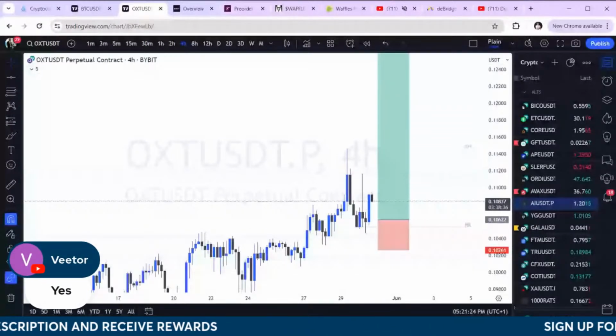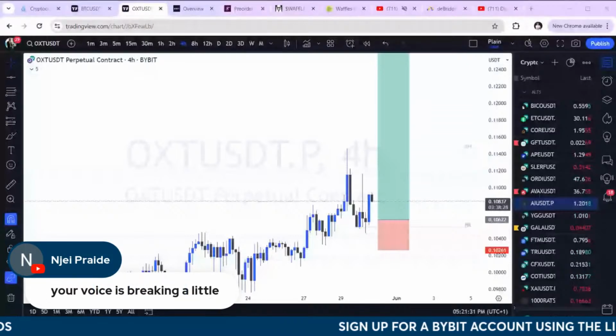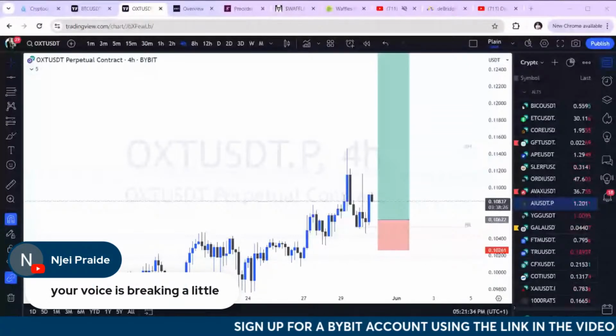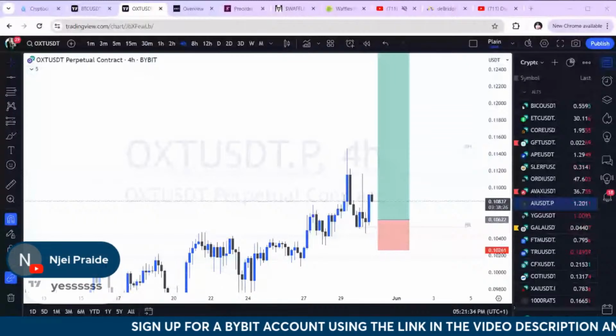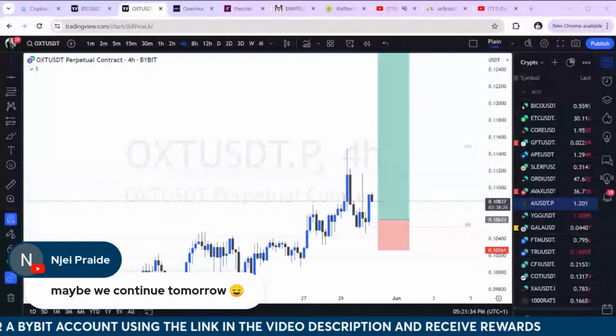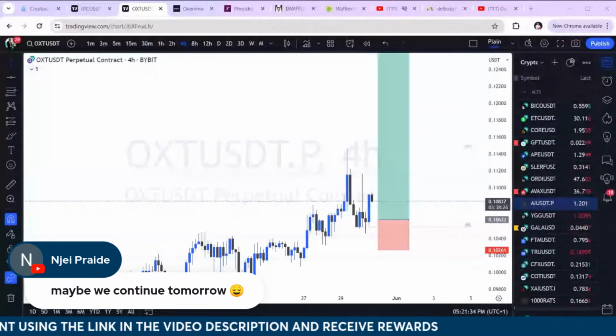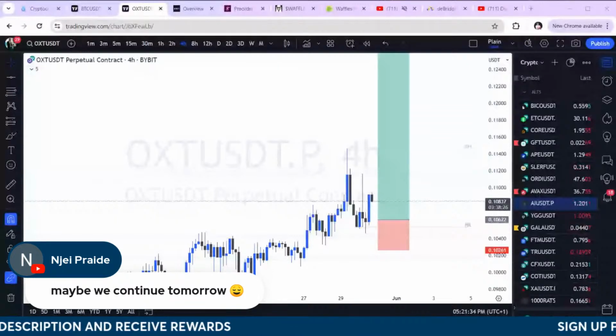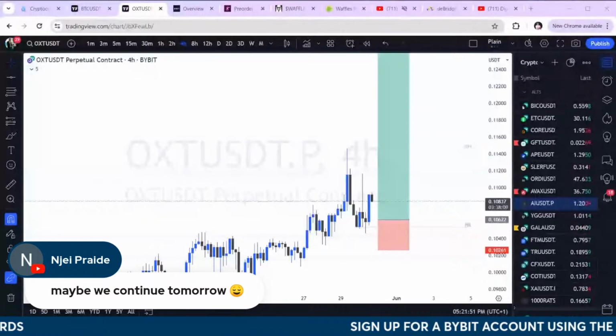Because my internet connection is not allowing me to push it. But basically, look at some Ethereum tokens. Look at Ethereum itself.